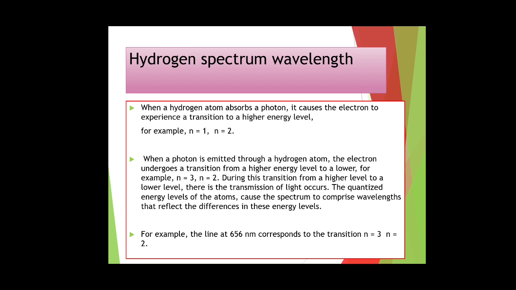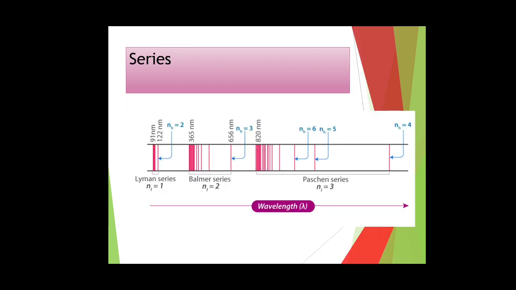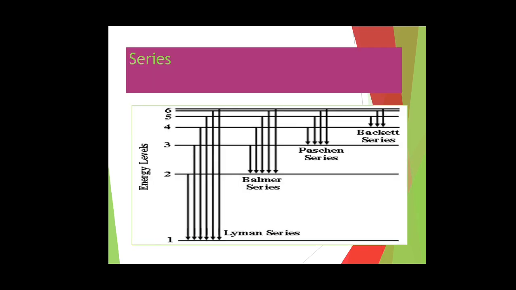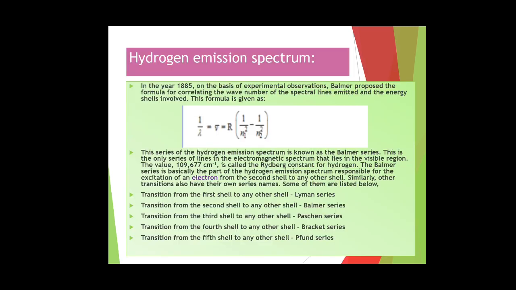The quantized energy levels of the atoms cause the spectrum to comprise wavelengths that reflect the differences in these energy levels. For example, the line of 656 nm corresponds to the transition from n equal to 3 to n equal to 2. This is a picture of various series: Lyman series, Balmer series and Paschen series. For Lyman series n1 equal to 1, for Balmer series n1 equal to 2 and for Paschen series n1 equal to 3. In another picture you can see the Lyman series, Balmer series, Paschen series and Brackett series.